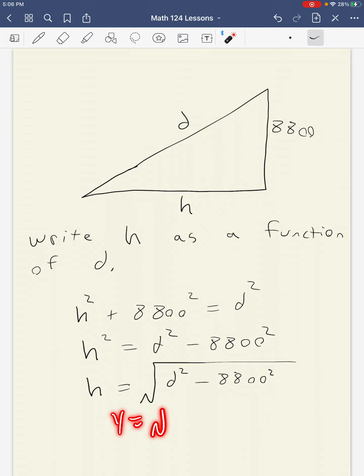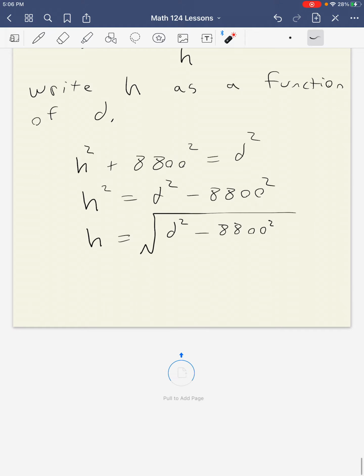If we used y equals square root of x squared minus 8,800, obviously y is a function of x. We are used to that. We just use some different letters here.